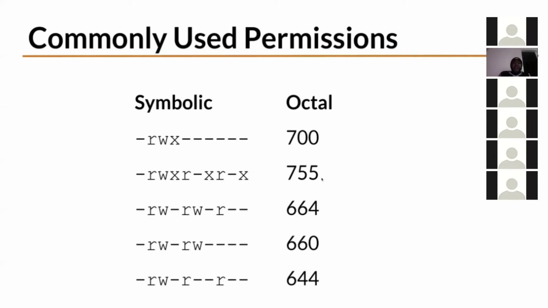We go to the next one, 755. Guys, remember we said 4 is to read and 1 is to execute. So essentially you're giving yourself read, write, execute, and then 5 is read and 1 is execute, so you're giving your group read and execute, and you're also giving anybody that uses the operating system read and execute. 664 is read and write, read, write.